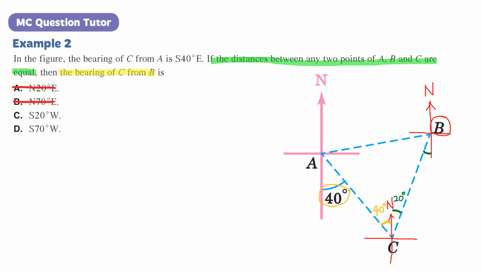By the property of alternate angles again, the angle concerned is 20 degrees. So the bearing of C from B is S 20 degrees W. That is option C.